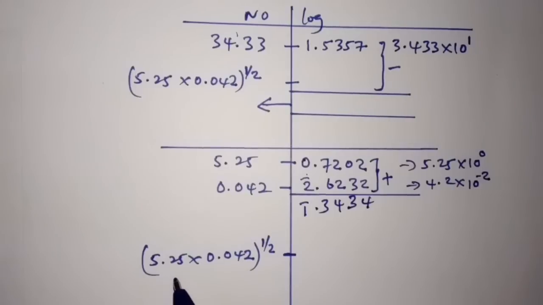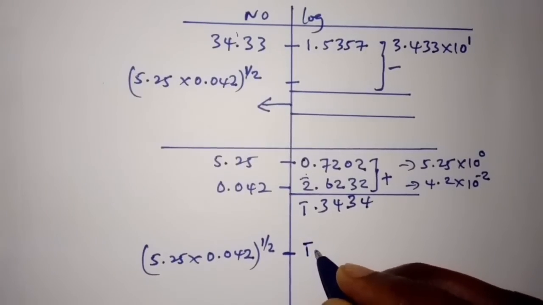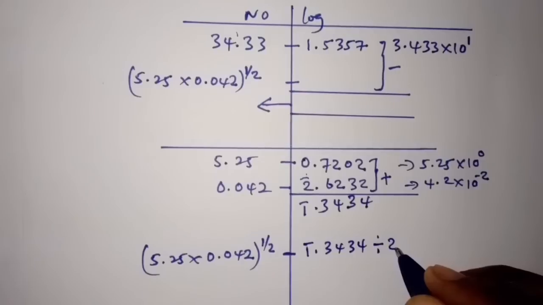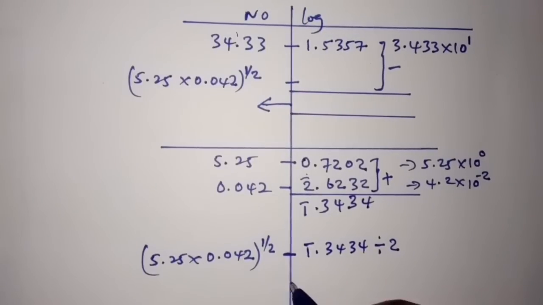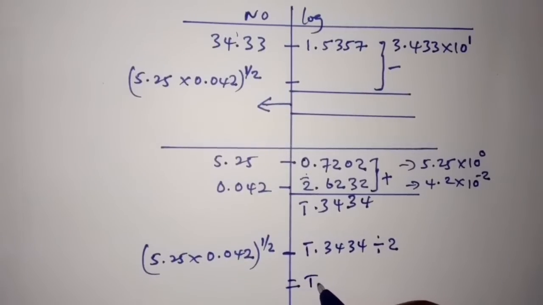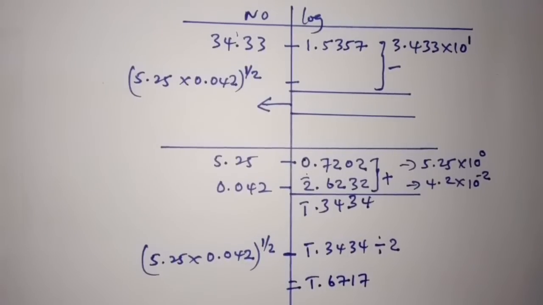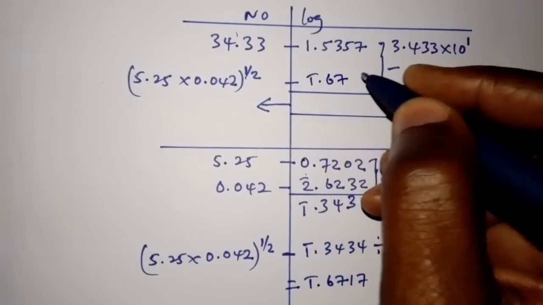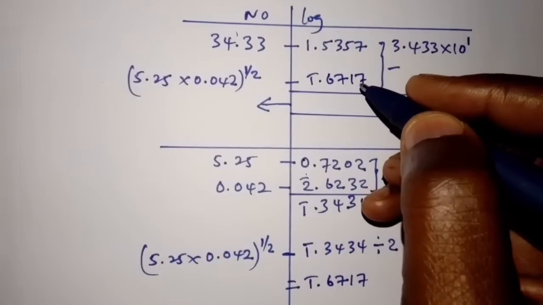And now we want to find 5.25 times 0.042 raised to the power of 1 over 2. That means that this is going to be bar 1.3434. We divide by 2. So when we divide this by 2, we end up getting bar 1.6717. So now we can bring it up here. This is bar 1.6717.